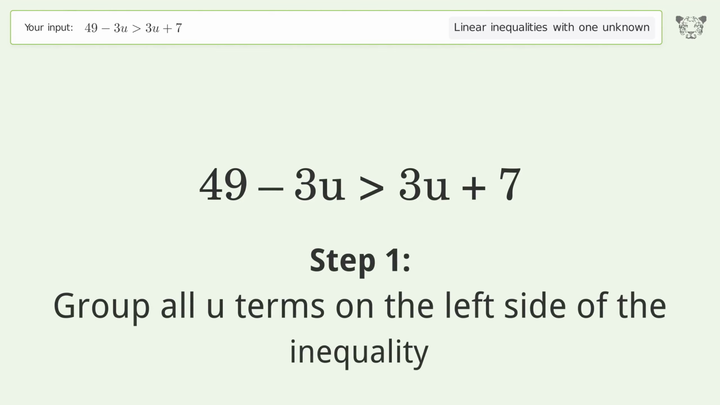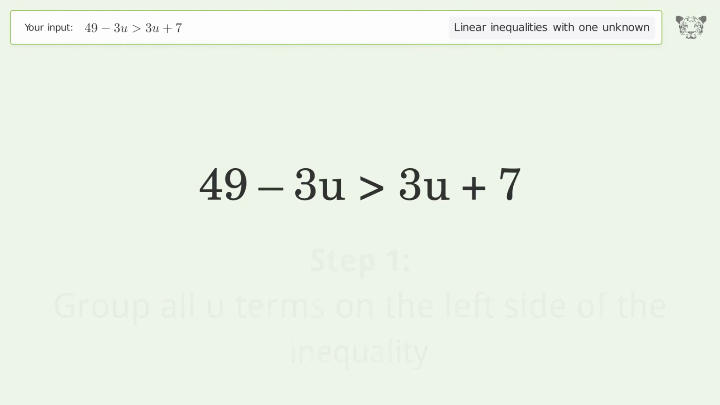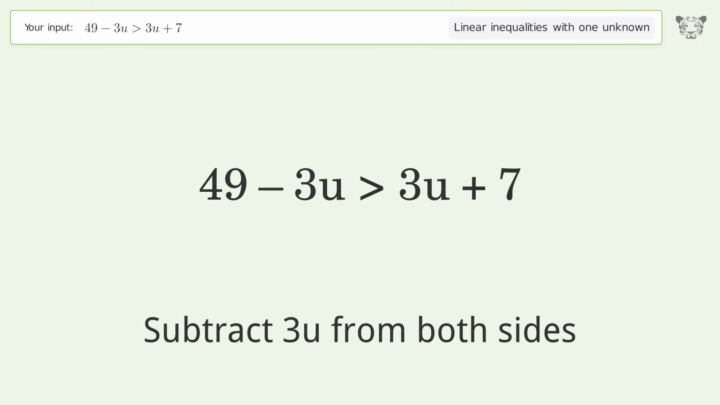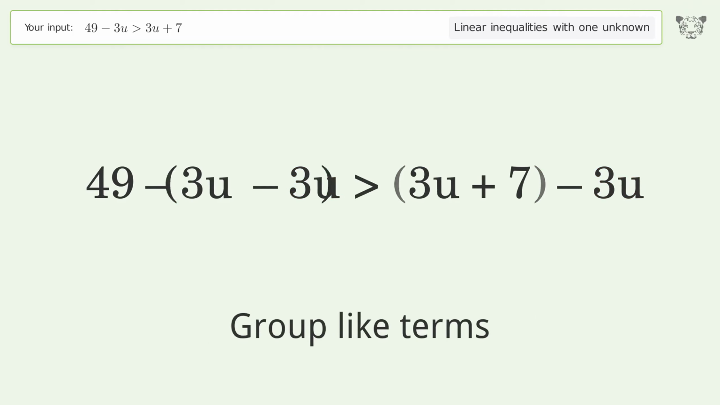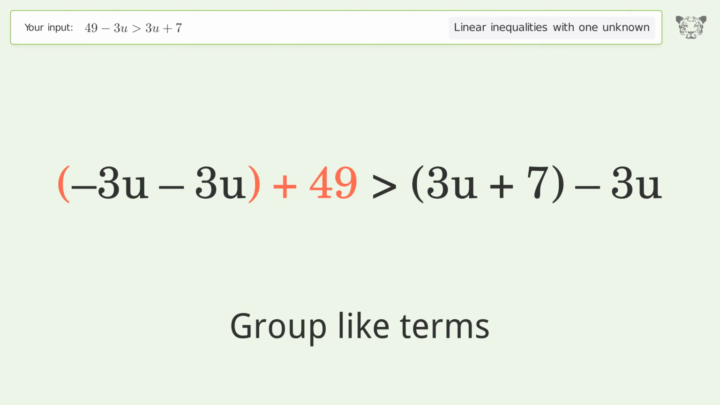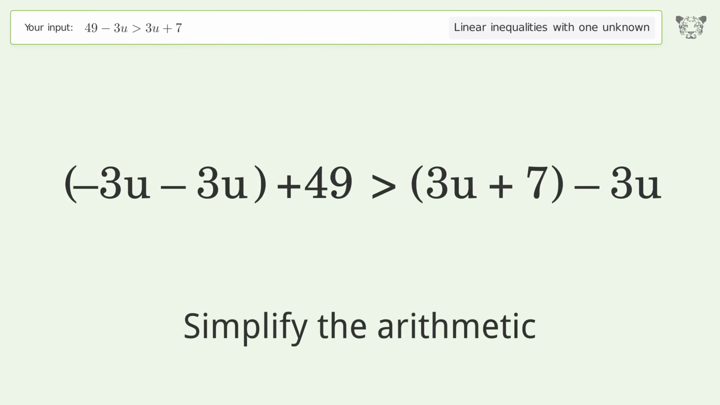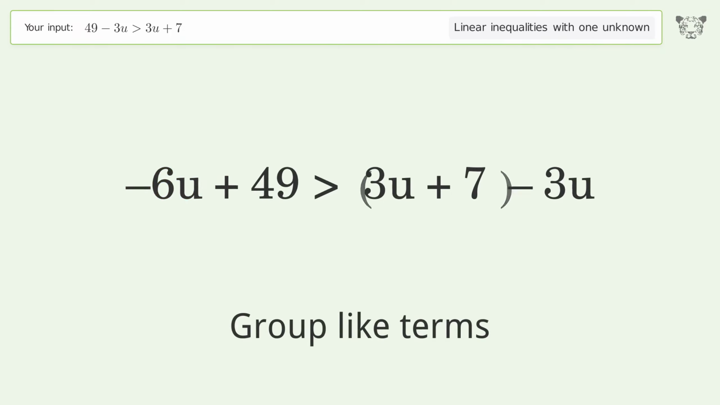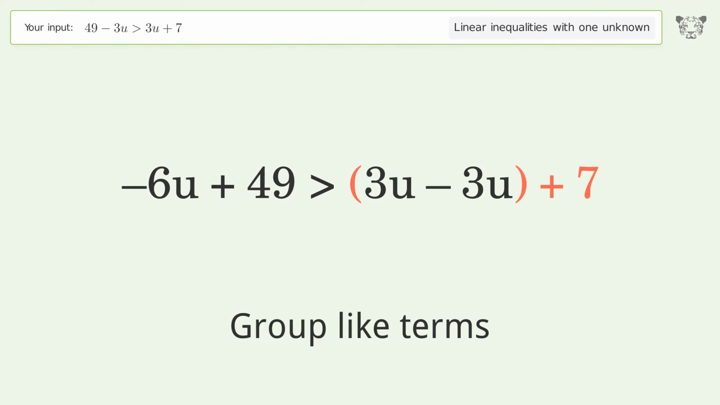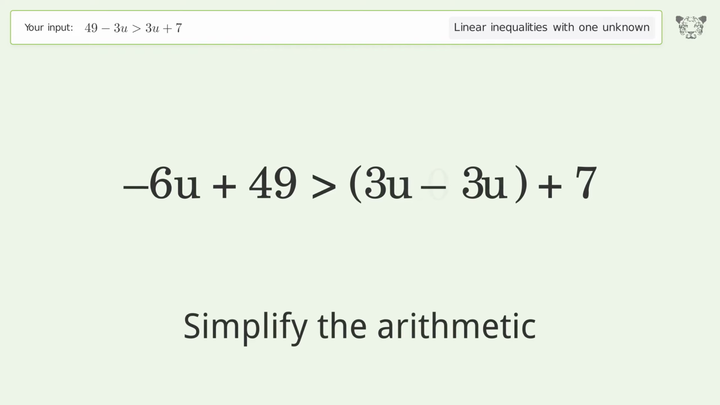Group all u terms on the left side of the inequality. Subtract 3u from both sides. Group like terms. Simplify the arithmetic. Group like terms. Simplify the arithmetic.